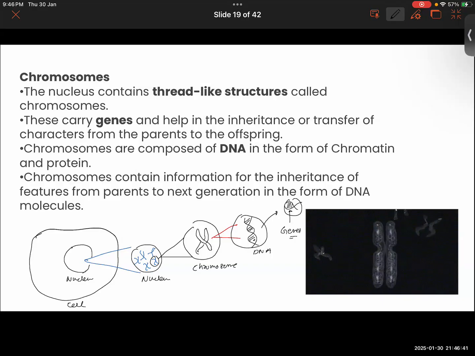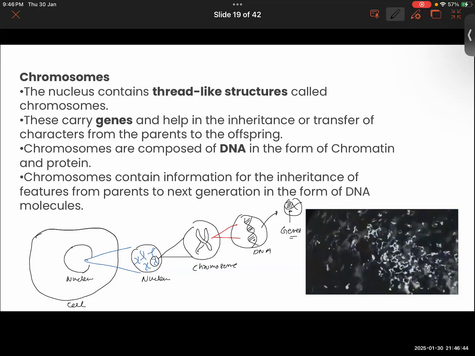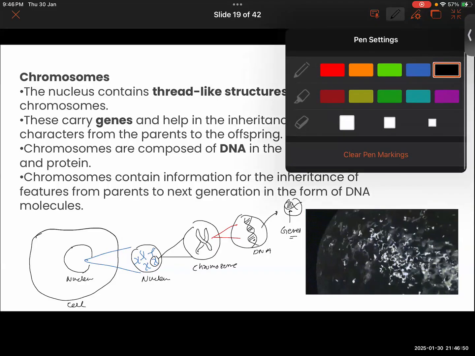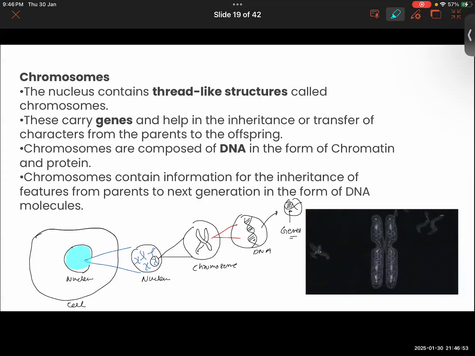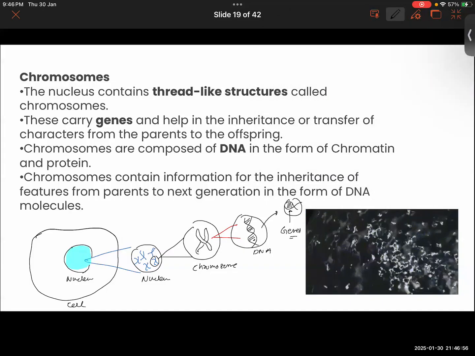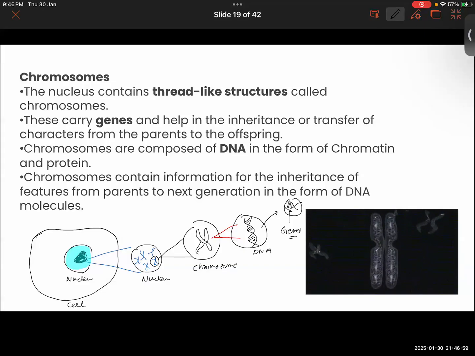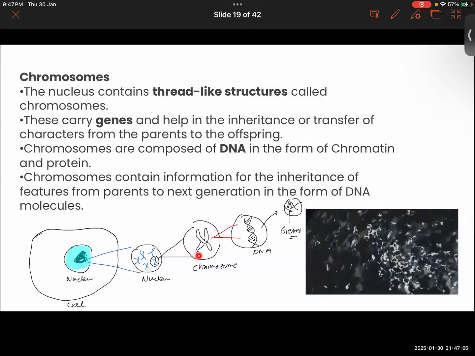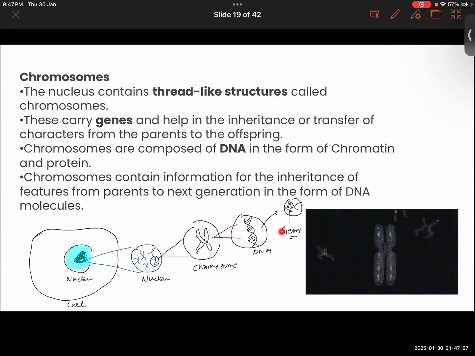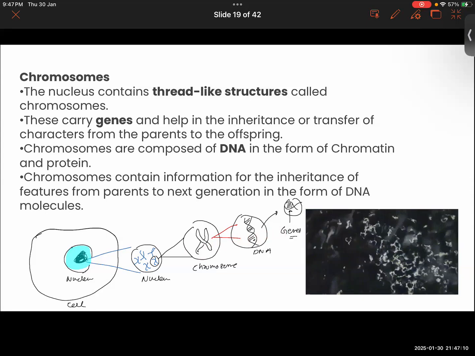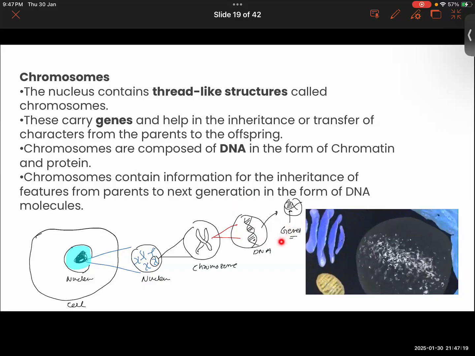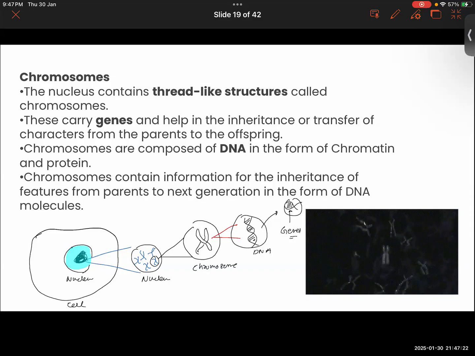So now you are getting where the genes are found exactly. Tell me if you are getting it so far. Yes, sir. So this right here was the cell. Inside the cell, we have the nucleus. Inside the nucleus, you have the chromosomes. Chromosomes have DNA. DNA has genes. Chromosomes are the thread-like structures, and they are made up of DNA and contain the genes. So the gene is the smallest hereditary unit.